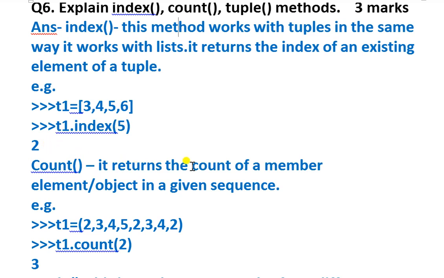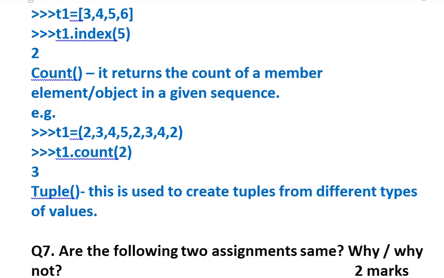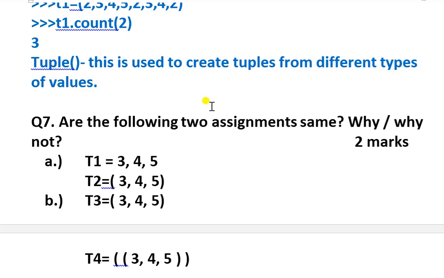Now count. It returns the count of a member element or object in a given sequence. For example, T1 is this, a tuple. In this we have to check how many times this 2 is repeated. So it will give you 3. Now next is tuple. This is used to create tuples from different types of values.